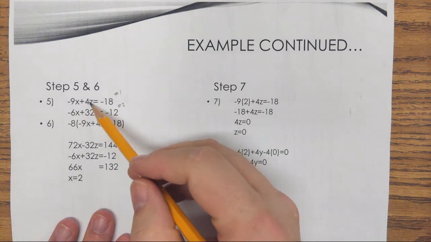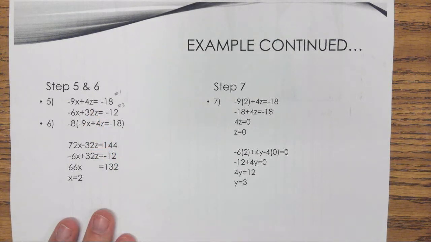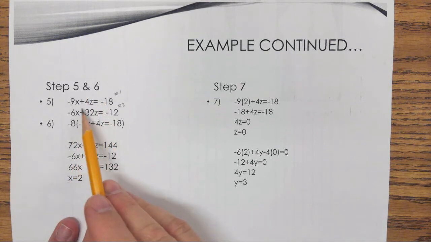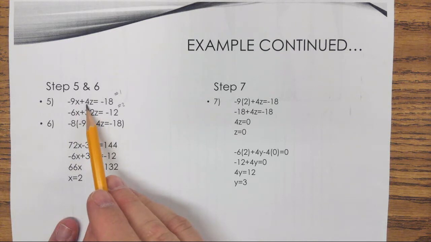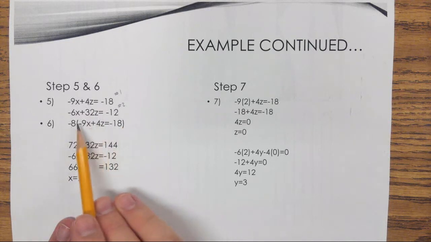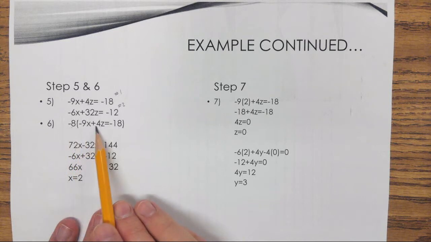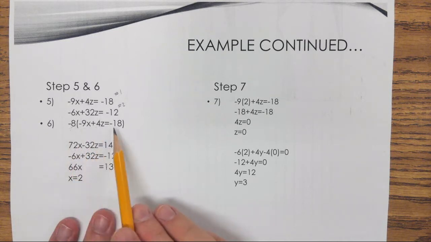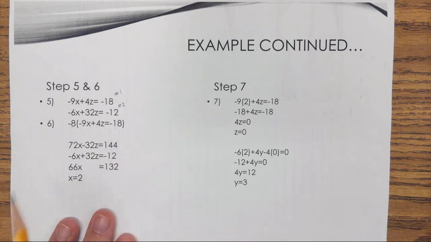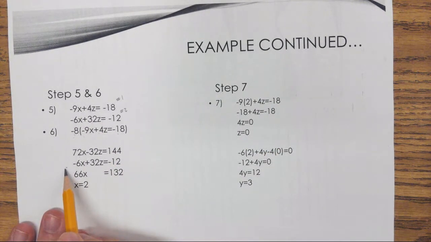Now what I did is I looked and saw here's a 4, here's 32. 32 is a multiple of 4. So I'm going to multiply this one so that this is going to be negative 32. So I take negative 8 and multiply it by this equation. Negative 8 times negative 9 is 72. Negative 8 times positive 4 is negative 32. Negative 8 times negative 18 is 144. Okay. Then I bring this one down because I'm eliminating the z. I add these together.